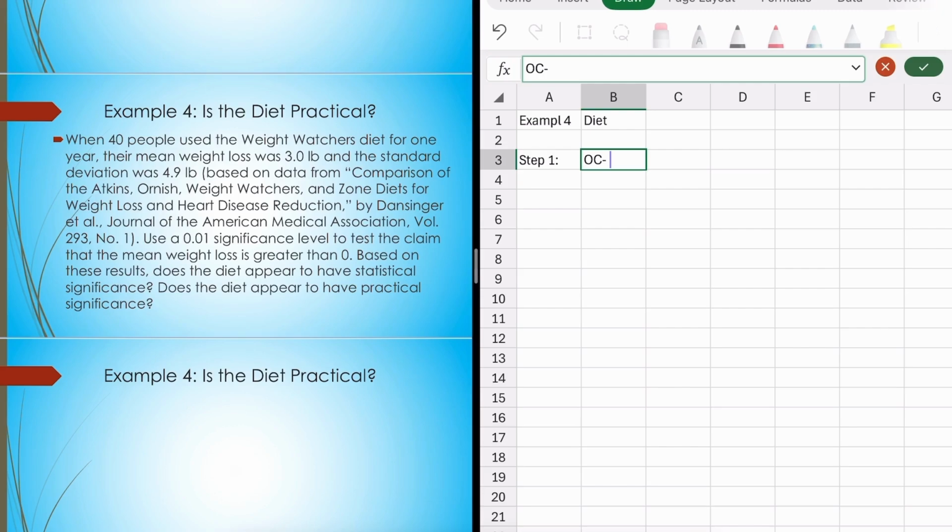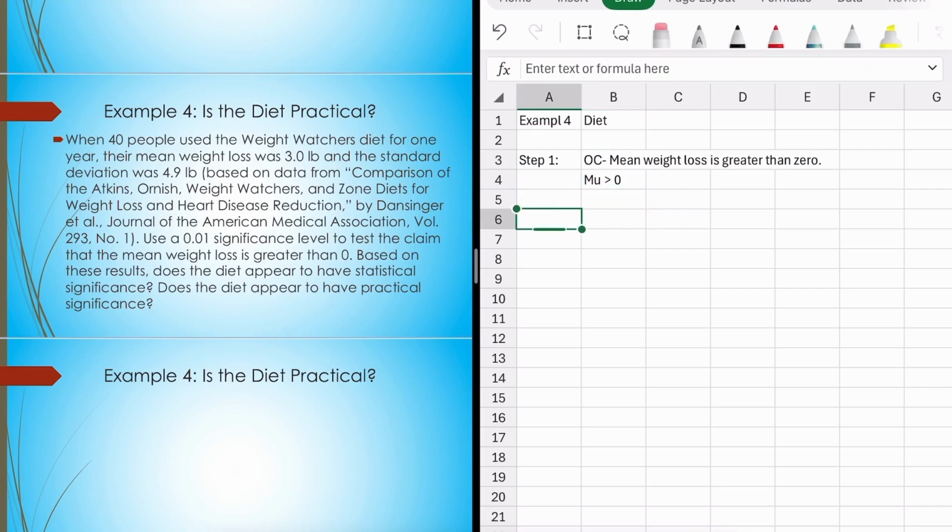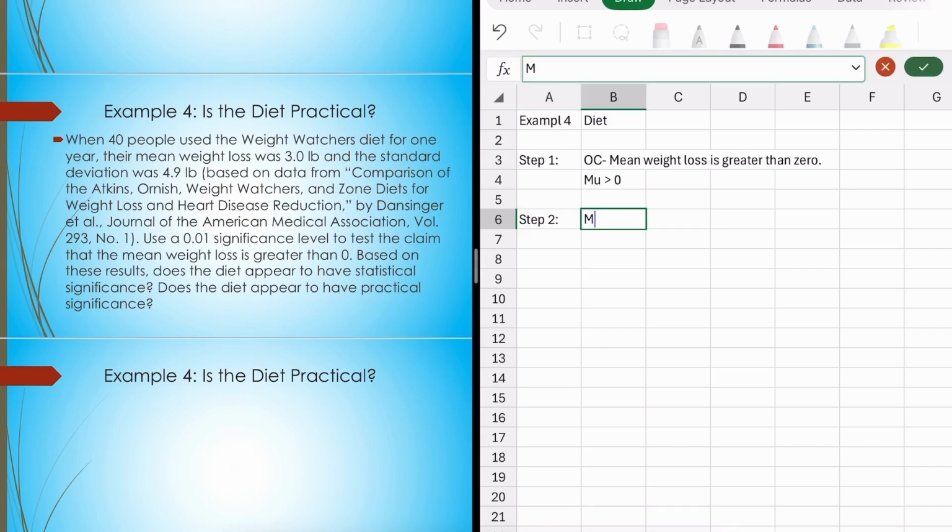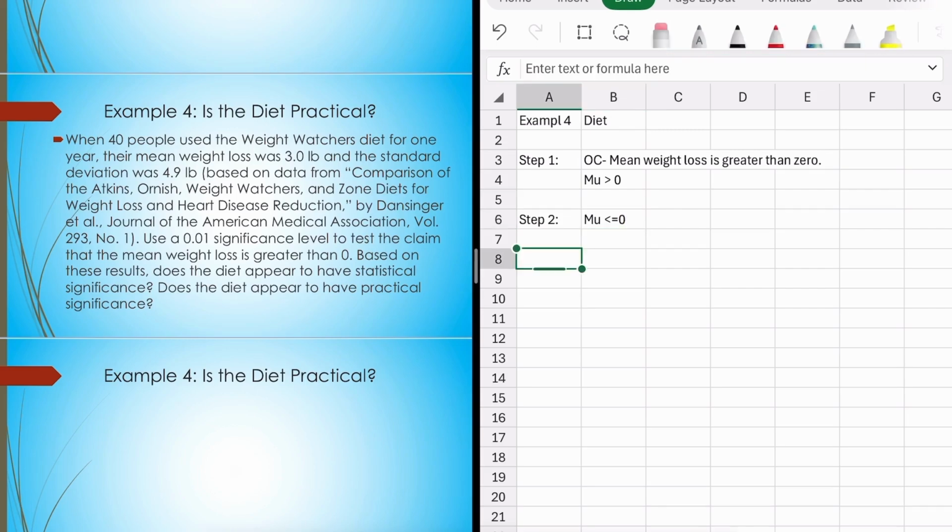Okay, so the claim here, which they pretty much gave us, is to test the claim that the mean weight loss is greater than 0. So mu is greater than 0. The negation is mu is less than or equal to 0. That is the one that has the equality in it.